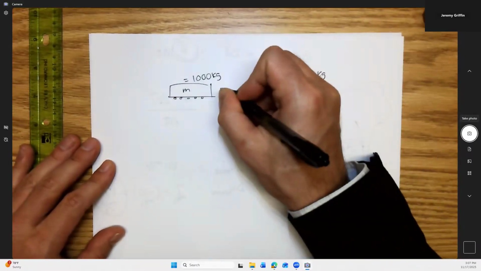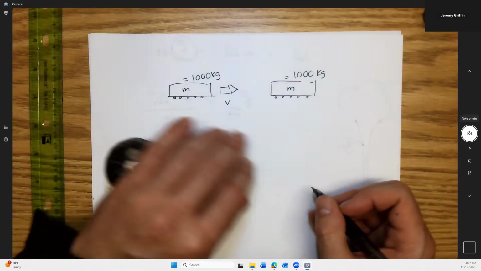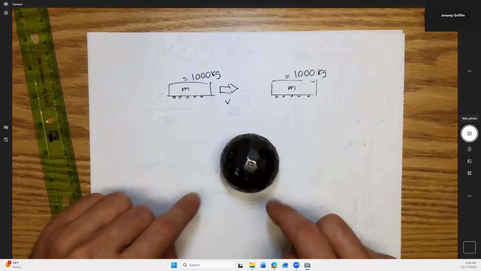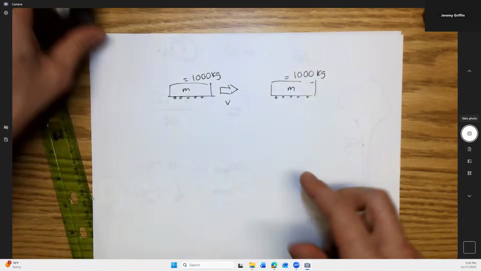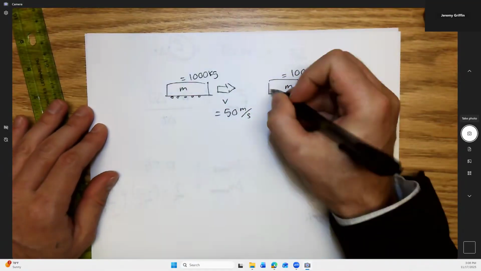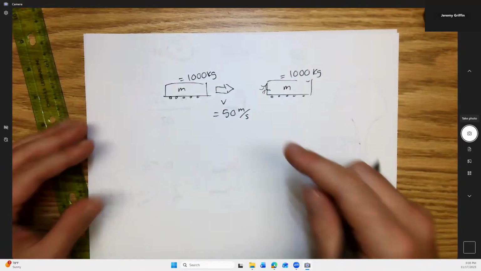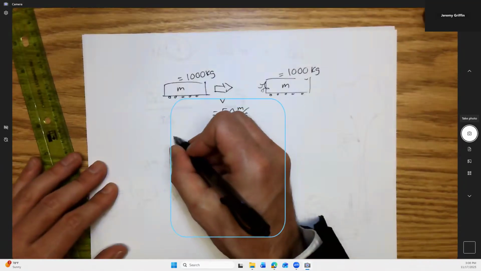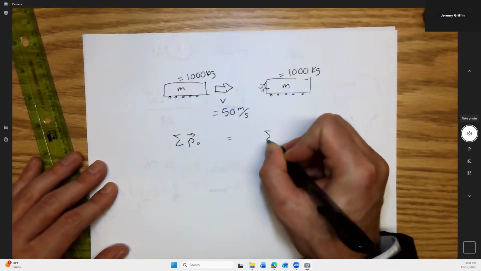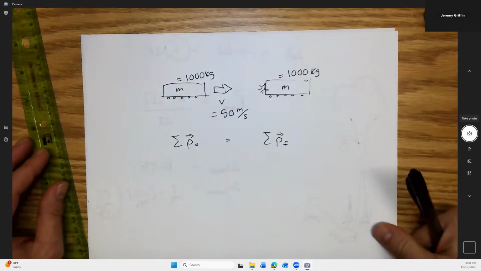This guy is coming at some velocity. Now it could be anything. All right, let's go, random number generator. 50. All right, let's say it's coming in at 50 meters per second. Why not? These cars are going to couple together. That's an inelastic collision, which tells me I want to think in terms of momentum conservation. So sum of momentum before the collision equals sum of momentum after the collision. And then everything else should just follow.